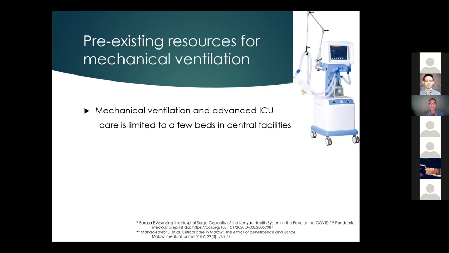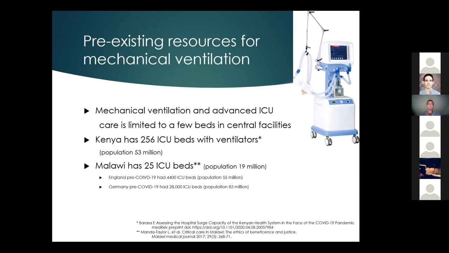What countries have tended to have, then, is very few ICU beds, often located in the central facilities, the university hospitals, maybe some private hospitals in the capital cities of countries. If we look at Kenya, before the pandemic, there were 250 ICU beds for a population of 53 million, and Malawi had 25 ICU beds. If we compare that to England, which had 4,400, and Germany, which has one of the densest amounts of ICU beds per population in the world, with 28,000, it's really very different settings we're dealing with.